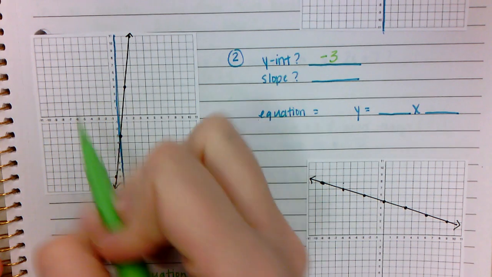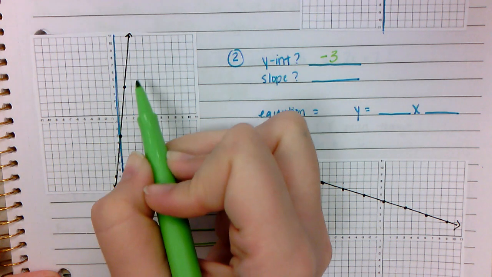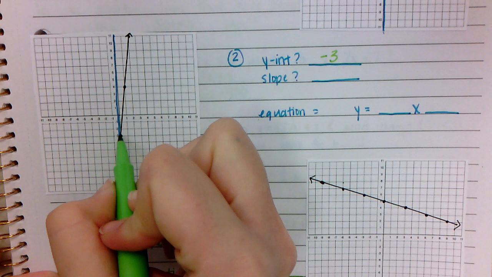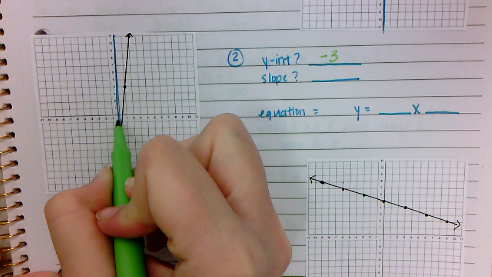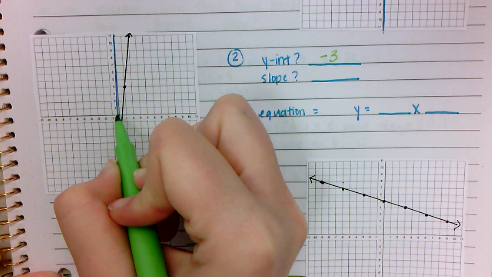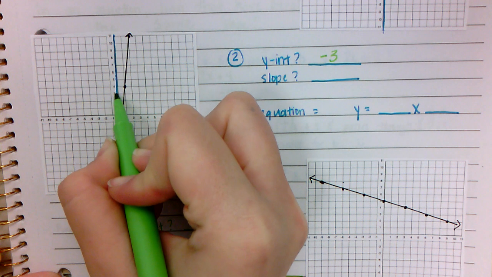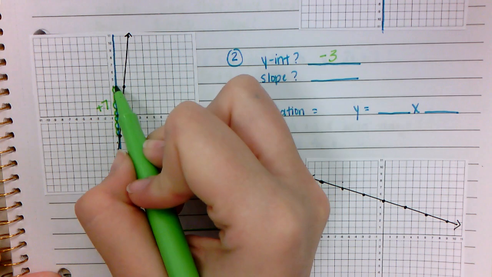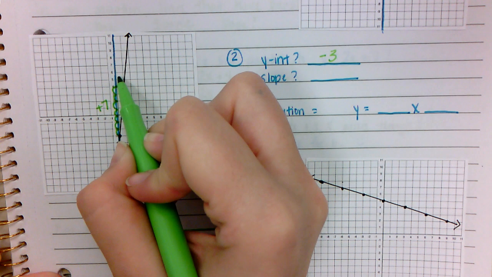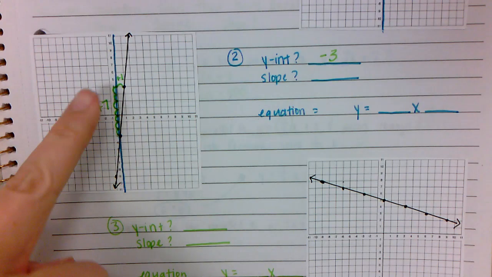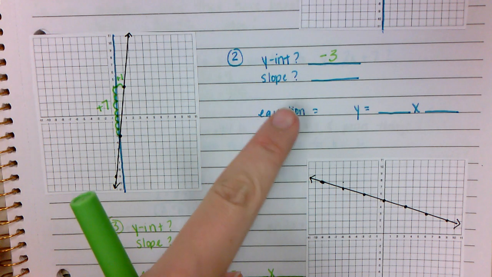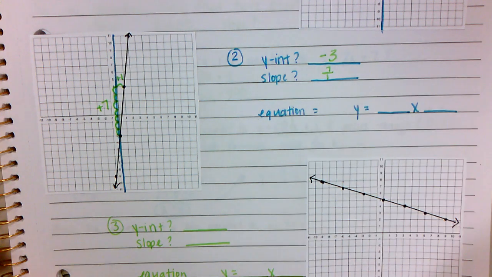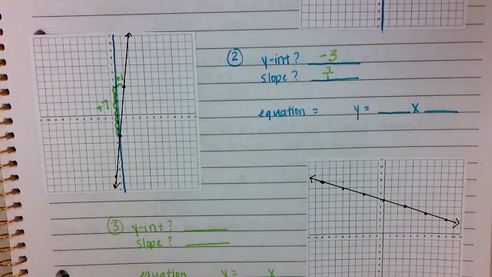So when you move on a graph, you can't just cut through corners. You have to move on a grid. So we're going to go up 1, 2, 3, 4, 5, 6, 7. So up 7 and over 1. And because we went to the right on the x-axis, that's a positive 1. So my slope is 7 over 1, which we know just reduces down to 7.